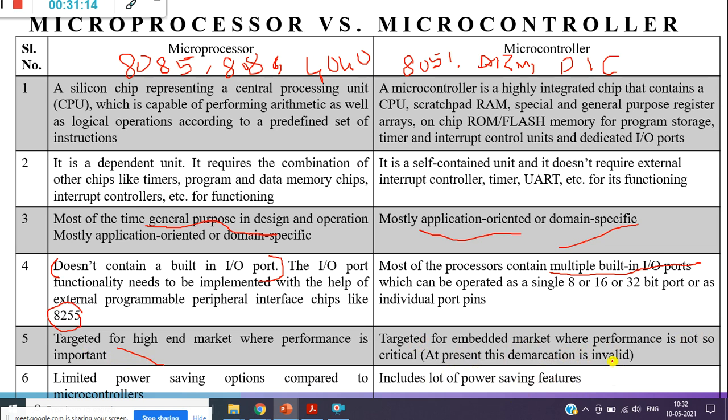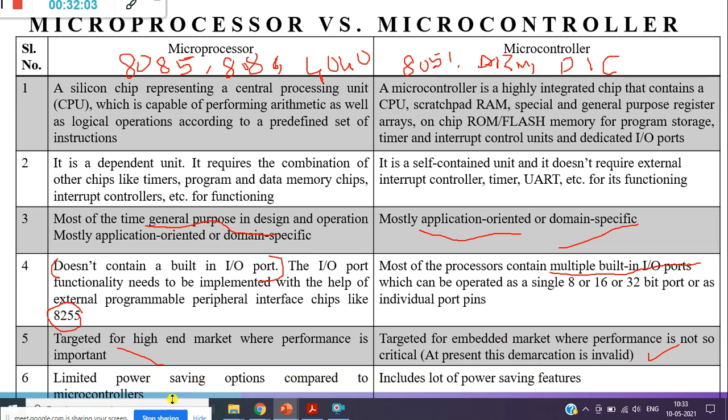At present, this demarcation is invalid. Nowadays, sometimes you cannot differentiate microcontroller and microprocessor, because the processor is so capable that it is as good as a controller. But in the very beginning, in earlier days, this was the case: microprocessors targeted high-end systems, and embedded systems were for less critical applications. At present it is not the kind of differentiation I can make at all.